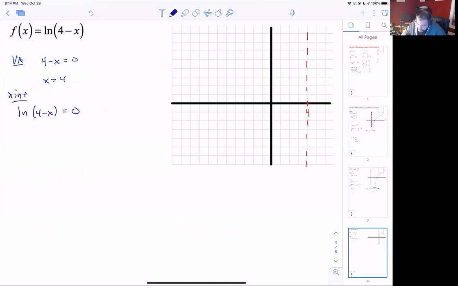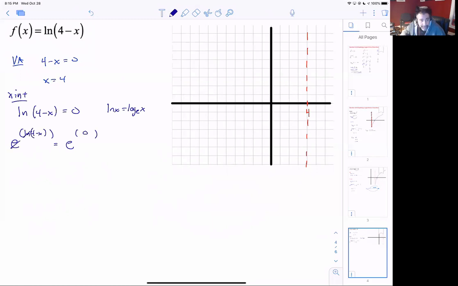This time I've got log base e. Remember, natural log of x is the same as log base e of x. So the inverse of natural log is exponential base e. So I'm going to do e to the both sides. So I'm going to get e to the something equals e to the something. The ln of 4 minus x gets put in here. The 0 gets put in here.